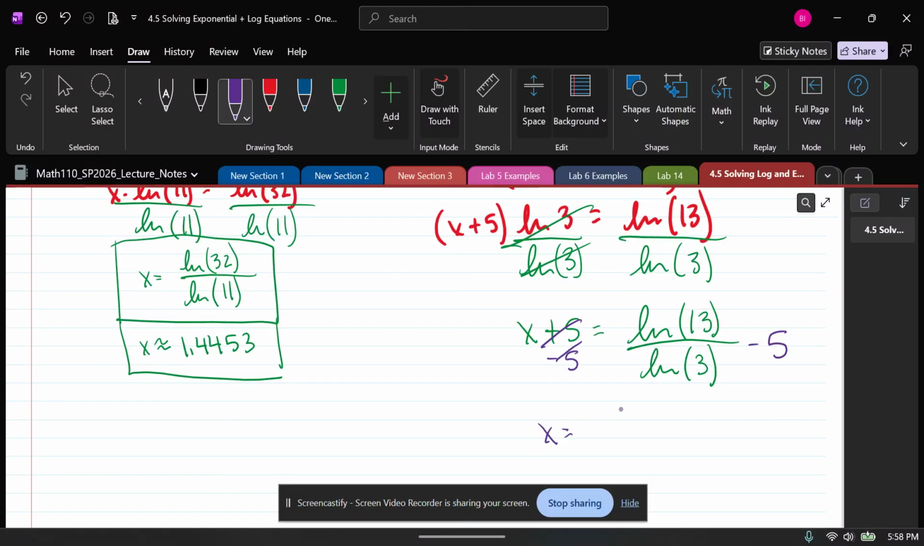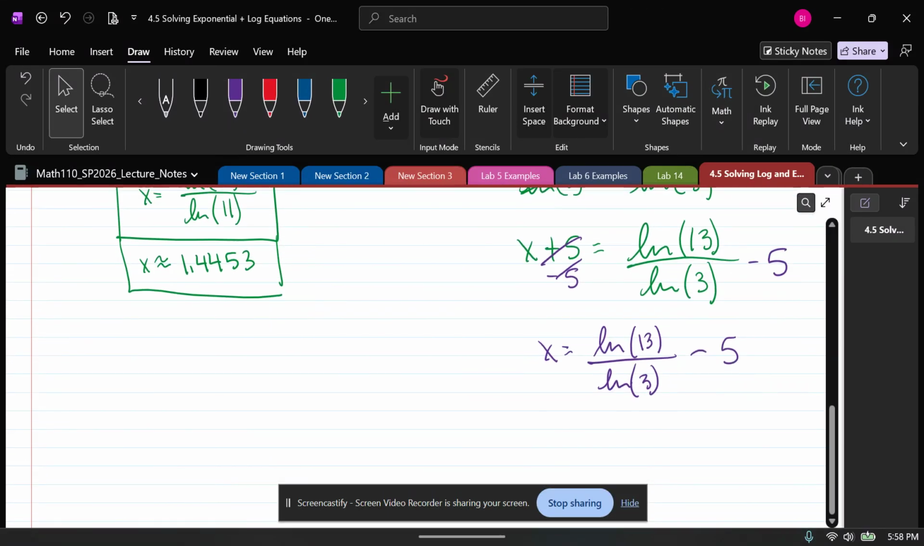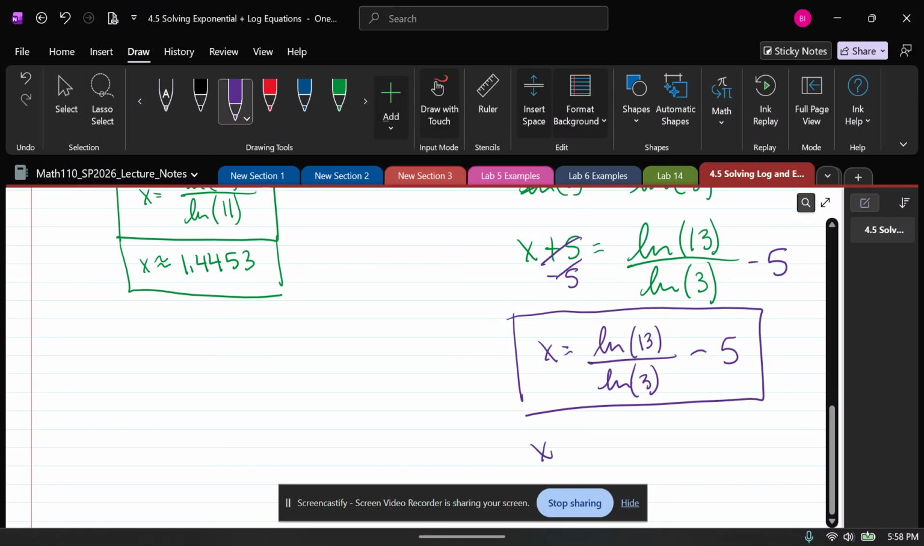X equals that fraction, natural log of 13, divided by natural log of 3, minus 5. That is my exact solution. I want to get a decimal approximation for that. So we're getting the exact solution and the decimal approximation here for that.